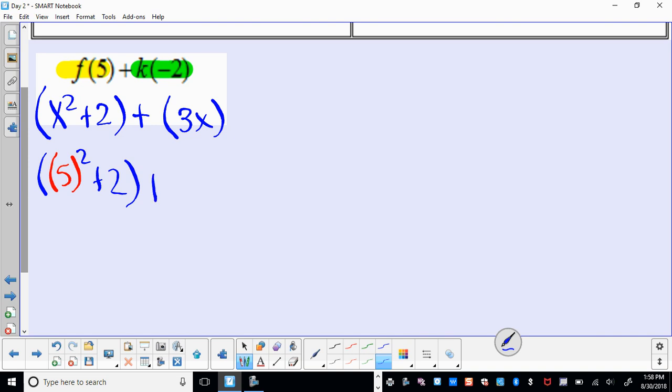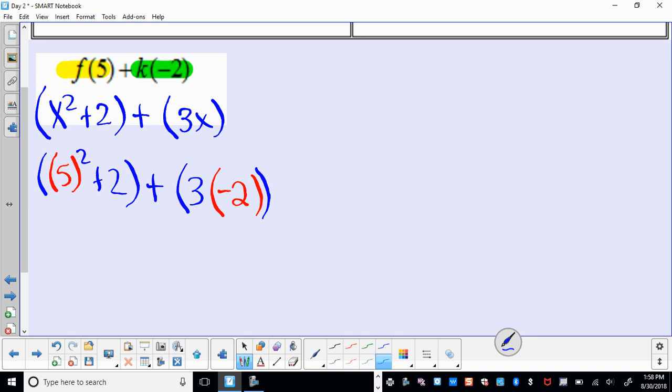All right, my k function, instead of x, I'm typing in negative 2. That's something else you have to be mindful of. Do not use 5 for both of them. Pay attention to what they're saying.